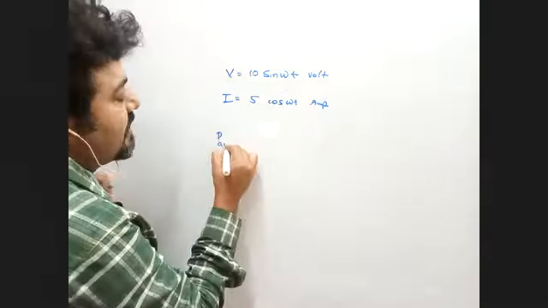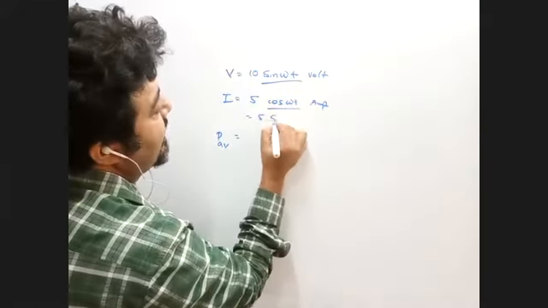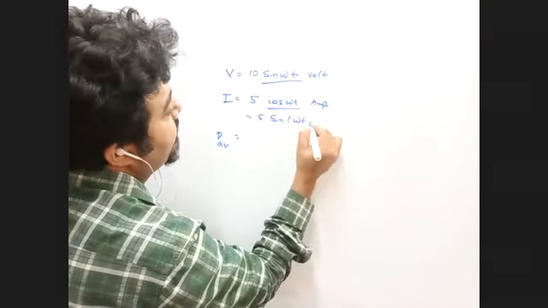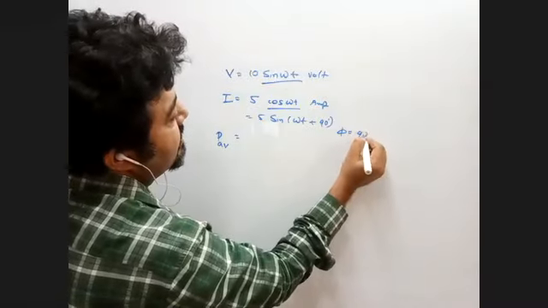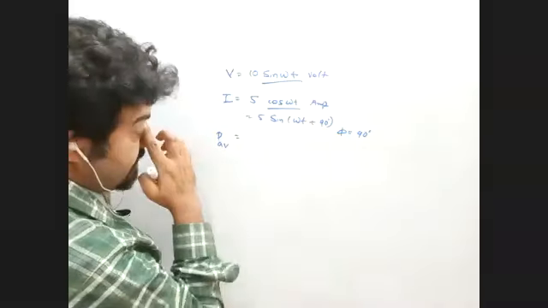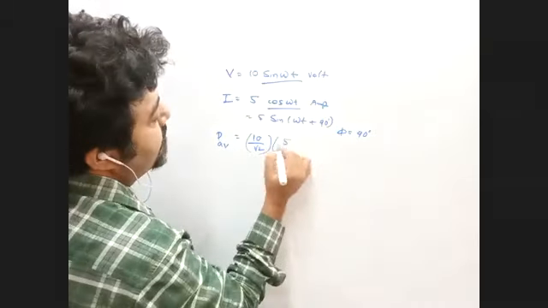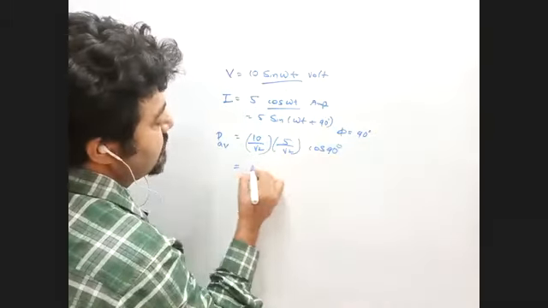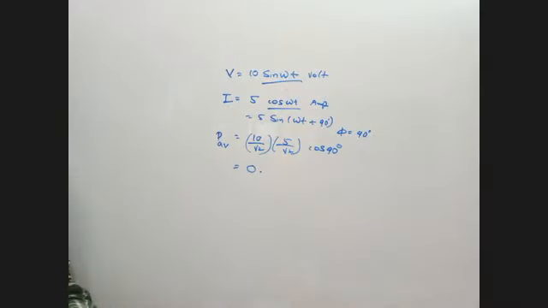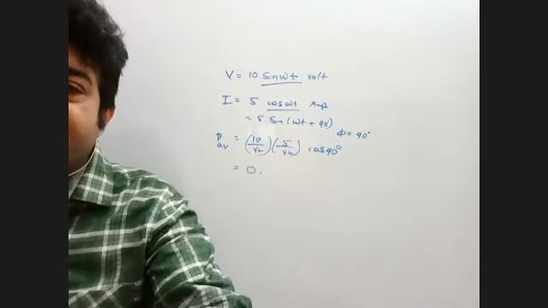So P average is, first of all, between these two, you can write 5 sin (omega t plus 90 degree). So that means phi is 90 degree. As phi is 90 degree, so 10 by root 2, 5 by root 2 cos 90 degree, 0. So the average power consumption is 0. Hope you understand what I want to say. Is it okay for everyone?